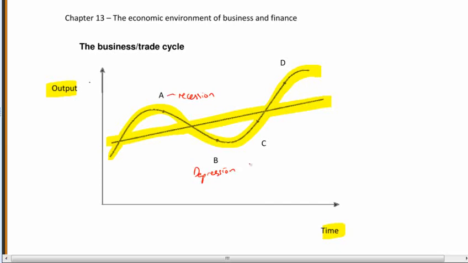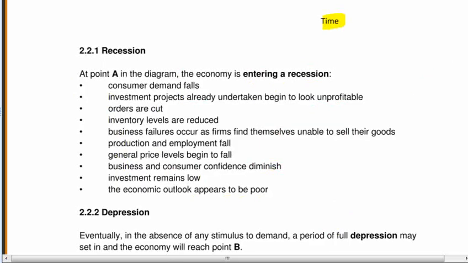However, at some point, hopefully the economy then starts to recover. So point C is a recovery phase. And then we go into a boom phase where the economy is doing fantastically compared with the trend growth rate. But then the whole thing happens again. Now let's have a look in a bit more detail at the characteristics of these phases in the trade cycle. So recession, first of all.